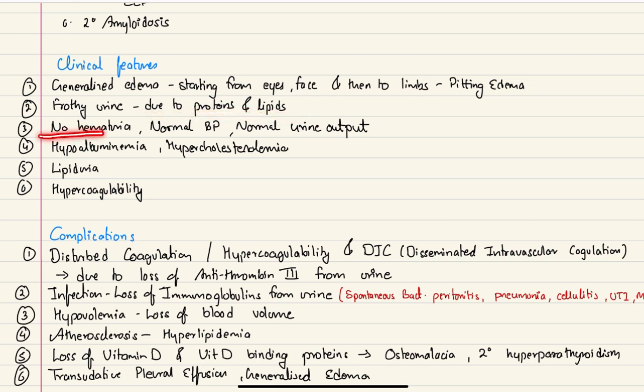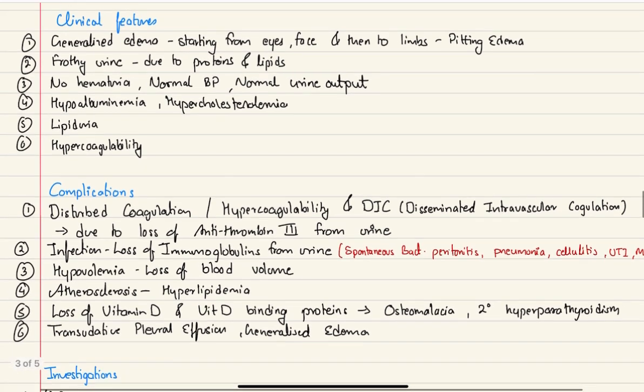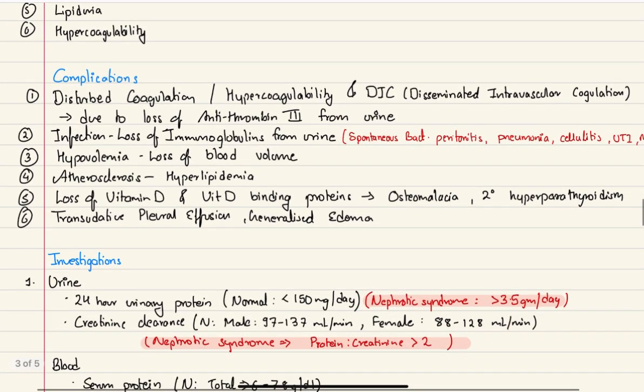There is no hematuria. The RBCs are not lost through the urine, hence there will be no hematuria. The blood pressure will also be normal and the urine output will also be normal. There is hypoalbuminemia and hypercholesterolemia. There is lipiduria and hypercoagulability. So these are the features of nephrotic syndrome.